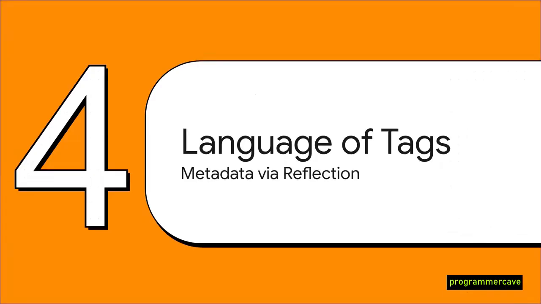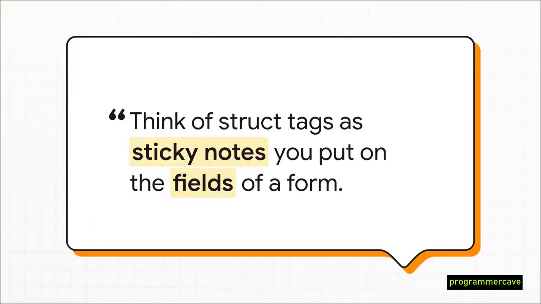Okay, for our final section, we're going to go deep. We're going to talk about a really powerful feature that allows your structs to communicate with other parts of the Go ecosystem. We're talking about struct tags. This is the perfect analogy. Imagine you're putting little sticky notes on the fields of that blueprint we talked about. Now, the key thing to understand is that the struct itself completely ignores these notes. They're not for the struct. They are instructions for someone else, usually another Go package, like the JSON encoder.